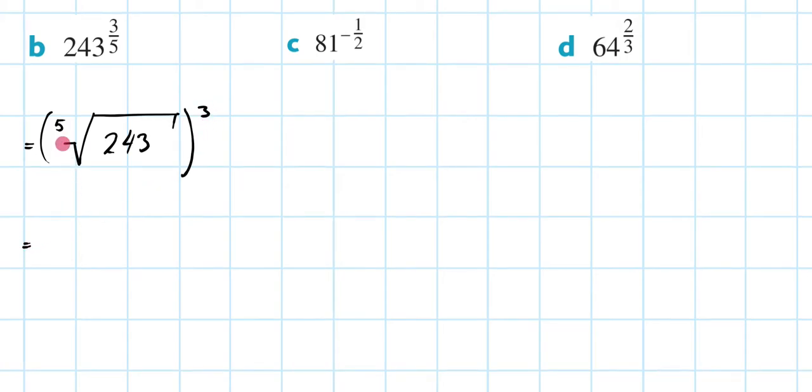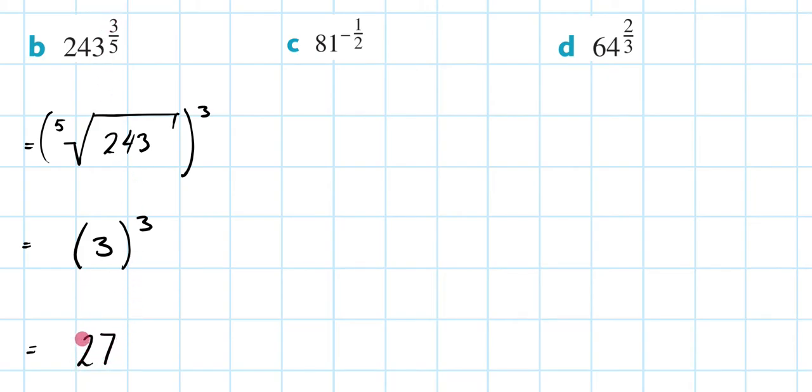Now, what is the fifth root of 243? This is something you just need to commit to memory. You need to know that 3 to the power of 5 is 243. So in other words, it is 3. And then what I have to do is cube that because of that right there. So my final answer is going to be 27.